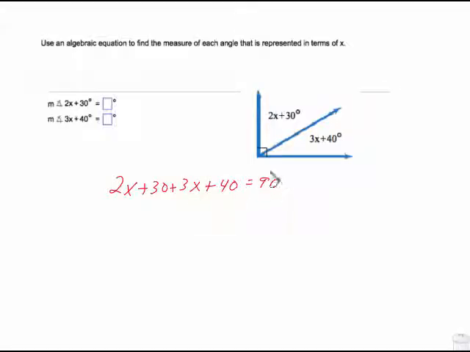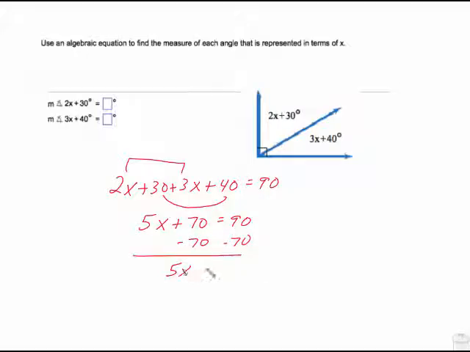Once you have written the equation, it's just an algebra 1 kind of thing. Combine your like terms. That's 5x. 30 plus 40 is 70. That equals 90. Solve by subtracting 70 from both sides. So 5x is 20. Divide by 5. And x is 4. But that's not what they're asking you to fill in.